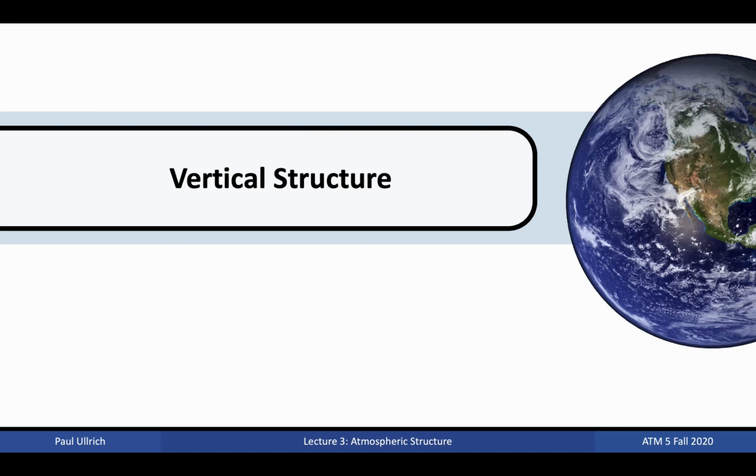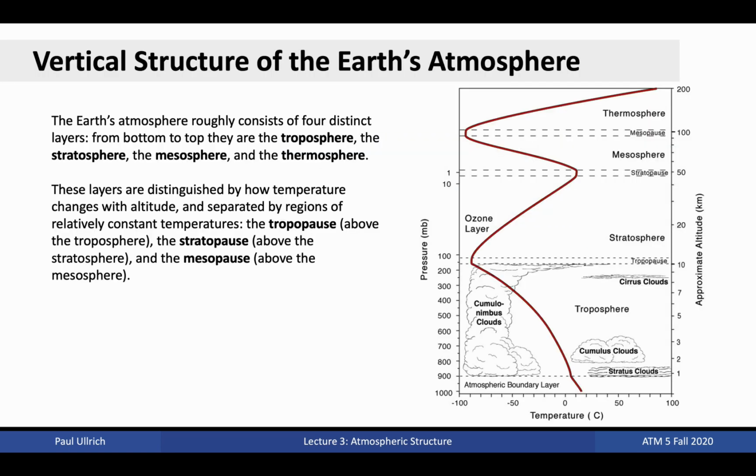Before then, we need to learn a little bit more about the vertical structure of the Earth's atmosphere, namely how it changes with altitude. The Earth's atmosphere roughly consists of 4 distinct layers. From bottom to top, they are the troposphere, stratosphere, mesosphere, and thermosphere. They are distinguished by how temperature behaves in these layers. In the troposphere, temperature decreases with altitude. In the stratosphere, temperature increases with altitude. In the mesosphere, it again decreases, and in the thermosphere, it increases rapidly. These layers are delineated by regions of relatively constant temperature: the tropopause, above the troposphere, the stratopause, above the stratosphere, and the mesopause, above the mesosphere.